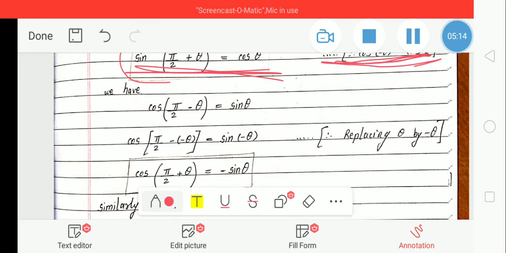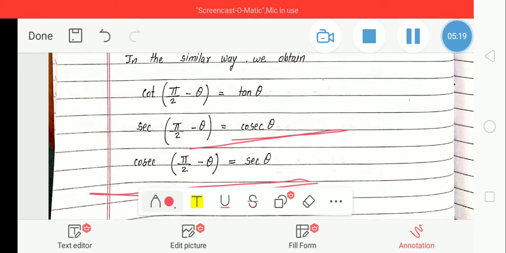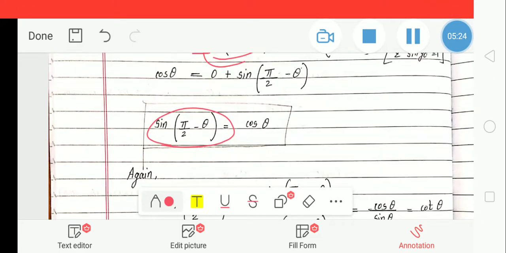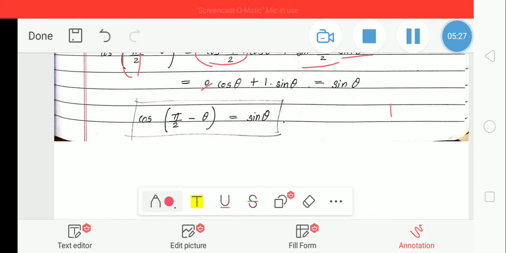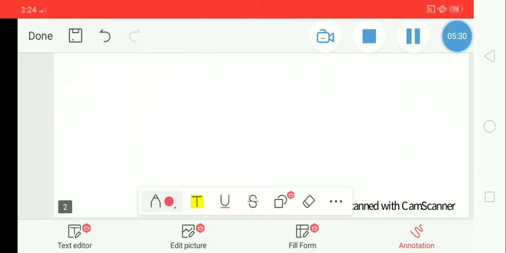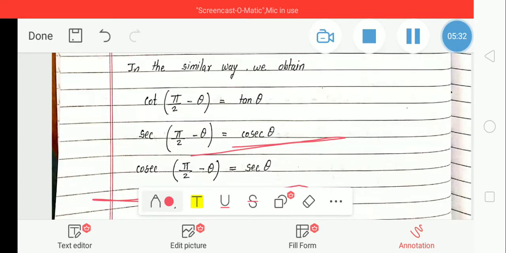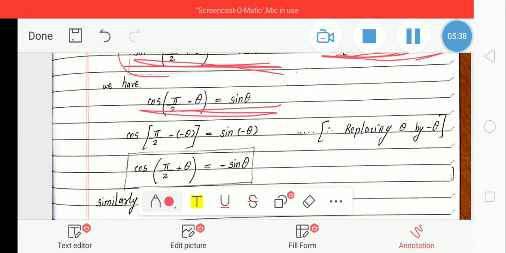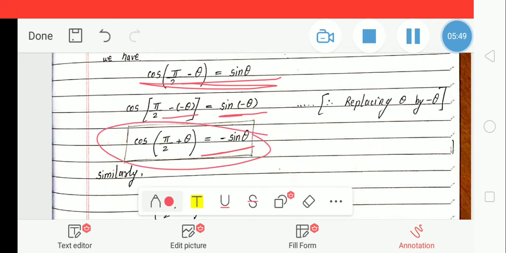We have cos of pi by 2 minus theta is equal to sin theta from the above one. Now we replace theta by minus theta. We know that sin of minus theta is equal to minus sin theta. So this is also a formula: cos of pi by 2 plus theta is equal to minus sin theta.